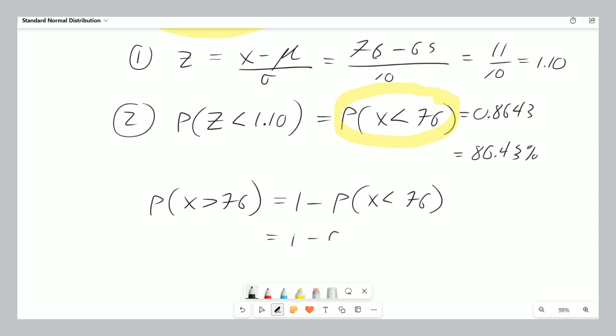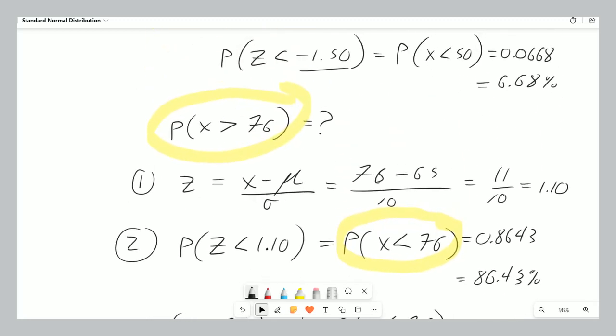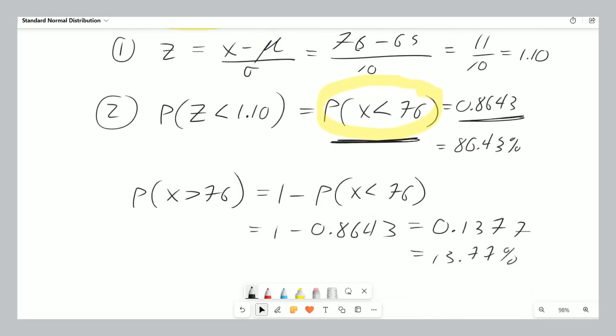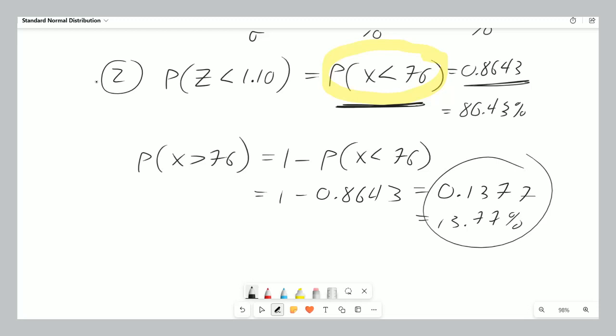So 1 minus 0.8643, and that's going to give you 0.1377, or 13.77%. So the probability of x being above 76 is 0.1377, or 13.77%. So even though the Z-table gives you the probability of being below a certain value, if you want the probability of being above that value, just subtract that probability from 1, and you get your answer.